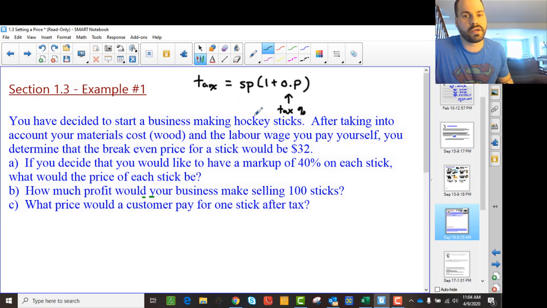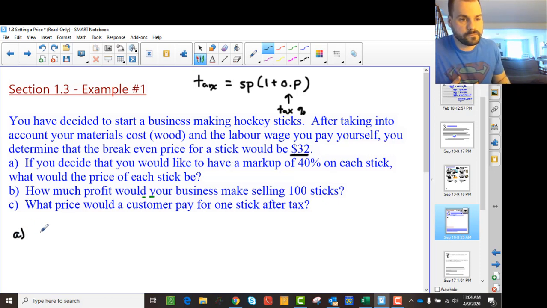Okay, so here's what the question says. You've decided to start a business making hockey sticks, and once you take into account all your materials, basically it costs you $32 to make. So if you sell it for $32, you make no profit, but you don't go backwards. In other words, you don't lose money, but you don't gain any money. So you want to mark it up by 40%. It says, what's the price going to be?